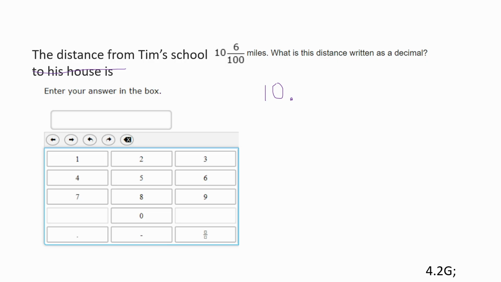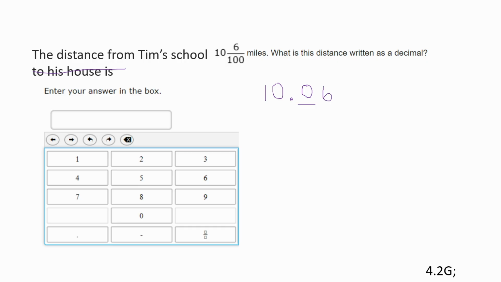Well, remember, the first number after a decimal is the tenths place. And we actually don't have any tenths. So we need to make sure we put a 0 as the placeholder. And then we can write our 600ths.